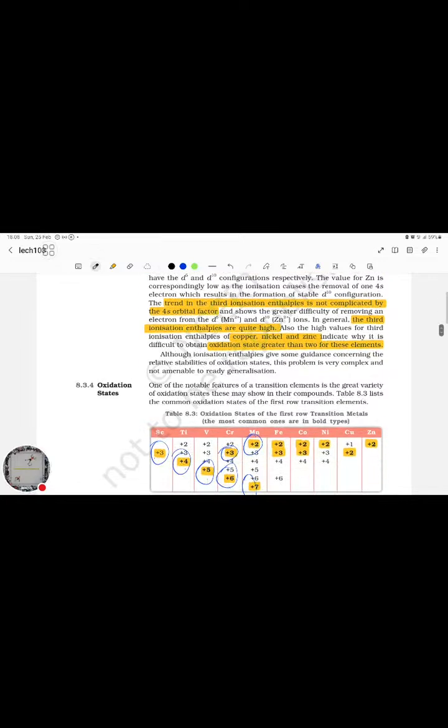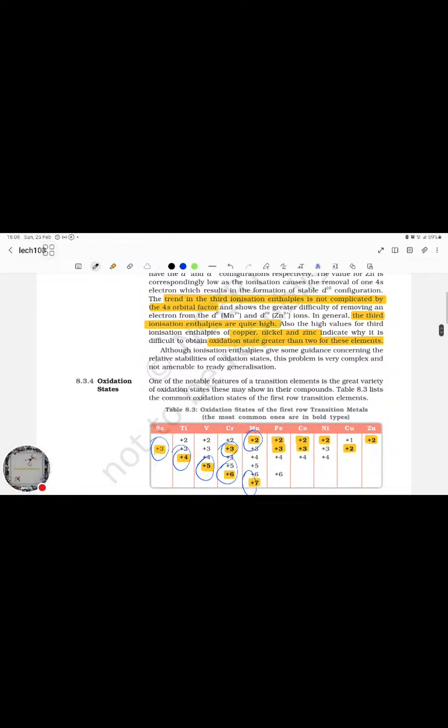In general, the third ionization enthalpies are quite high. Also, the high values for the third ionization enthalpies of copper, nickel and zinc indicate why it is difficult to obtain an oxidation state greater than 2 for these elements. So since the third ionization enthalpy of copper, nickel and zinc is high, they will generally not show oxidation states higher than 2. So although ionization enthalpies give some guidance concerning the relative stabilities of oxidation states, this problem is very complex and not amenable to ready generalization.